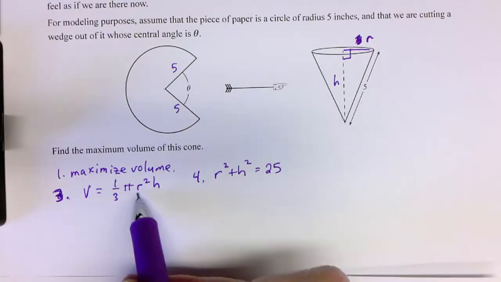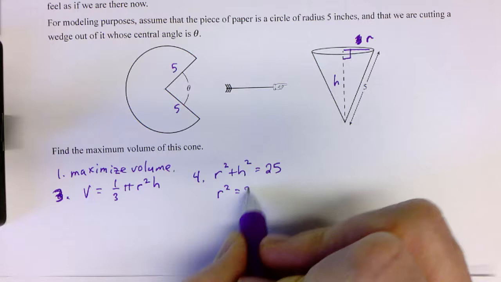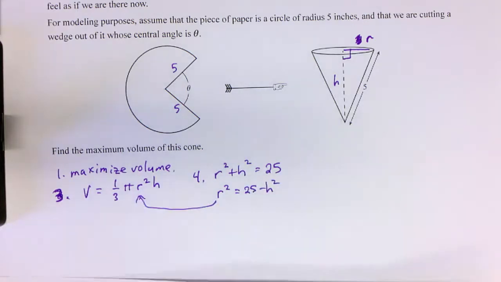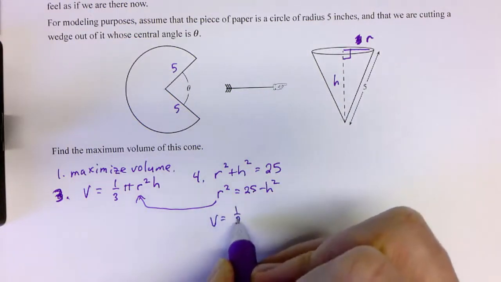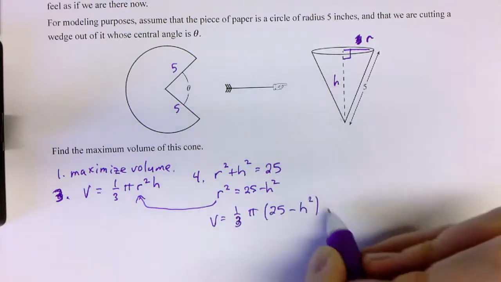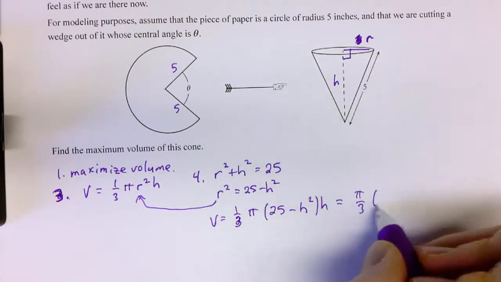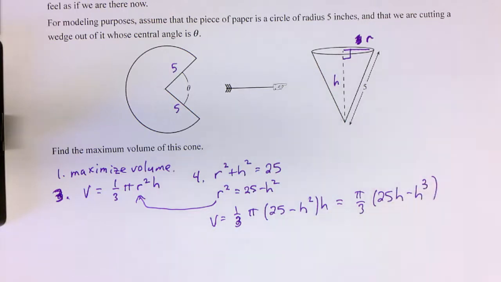I see I've got an r squared in my original function. I need to either eliminate the r's or eliminate the h's. Since I have an r squared, I can write r squared equals 25 minus h squared, and then substitute that right in. And I get here in step 4 the volume as 1/3 pi r squared h, or pi over 3 times 25h minus h cubed. I'm multiplying the h through here to make the differentiation step easier.